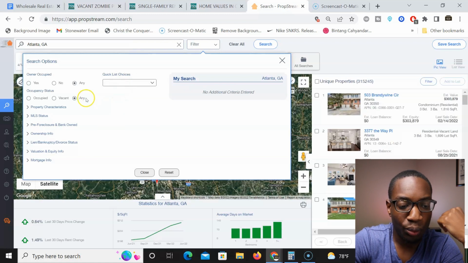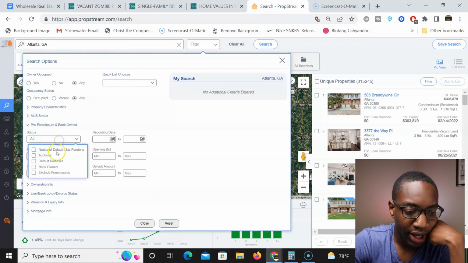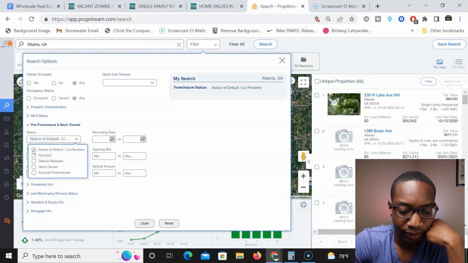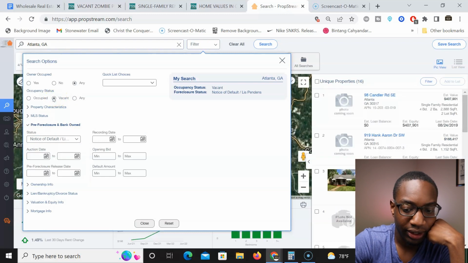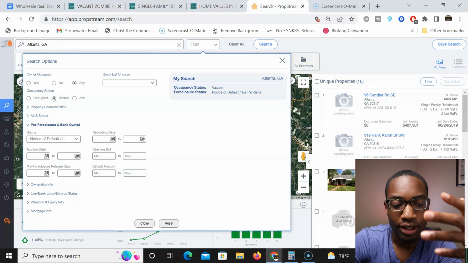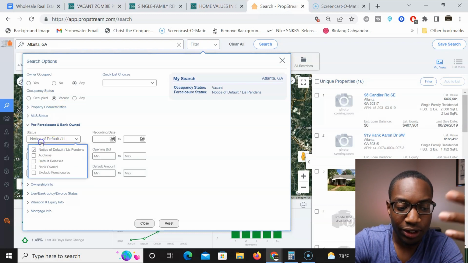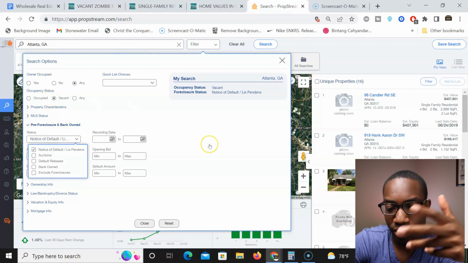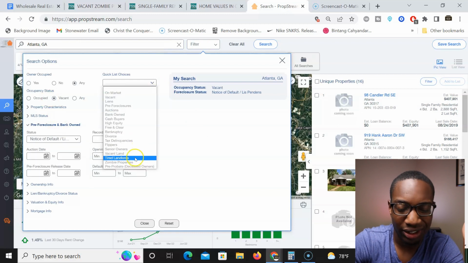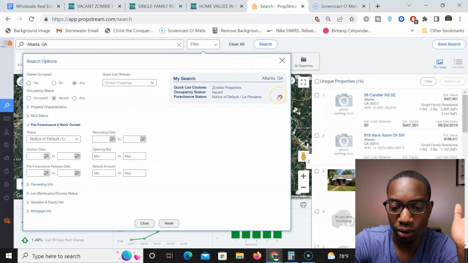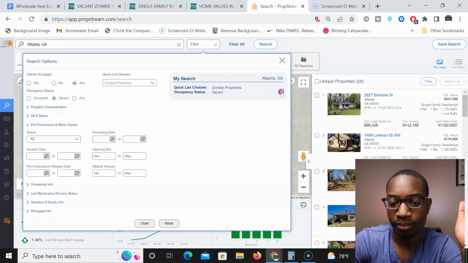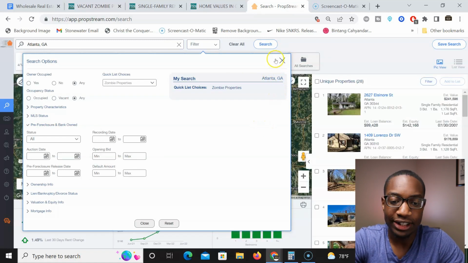And what it is exactly is, for example, we go to pre-foreclosures and we can say there's a notice of default, right? And then on top of that, we can say vacant. Let's see if anything shows up. 16 properties. So that's essentially what zombie properties are. They have a notice of default, which is pre-foreclosure essentially, and then they're vacant. 16 shows up here, but on this zombie list, I think only like 20 shows up, so I don't know what extra properties they're showing on this list. But yeah, that's how you find zombie properties.